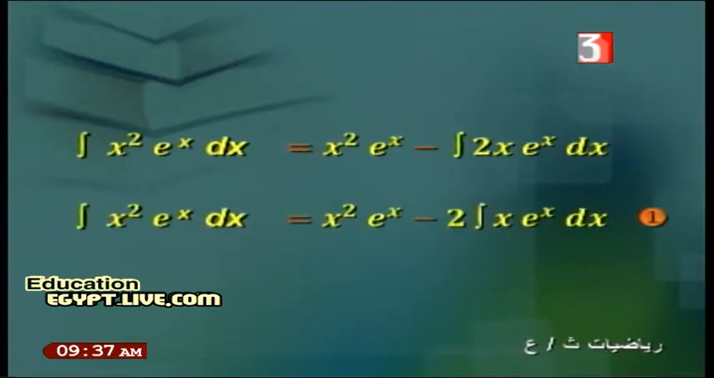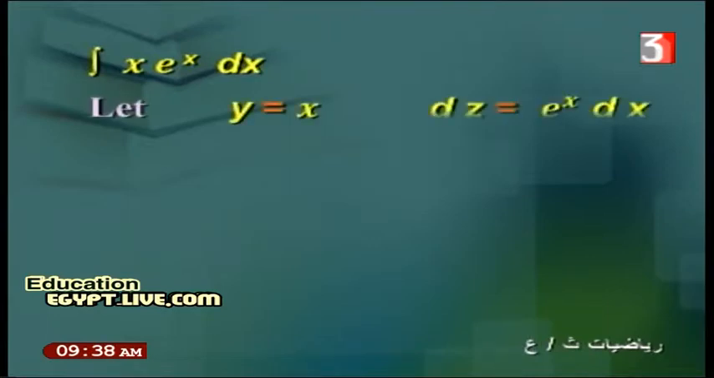The relation: integration of x power 2 e power x dx equals x power 2 e power x minus integration 2x e power x dx, or equals x power 2 e power x minus 2 integration x e power x dx. The second term is integration x e power x dx. Let y equal x and dz equal e power x dx.